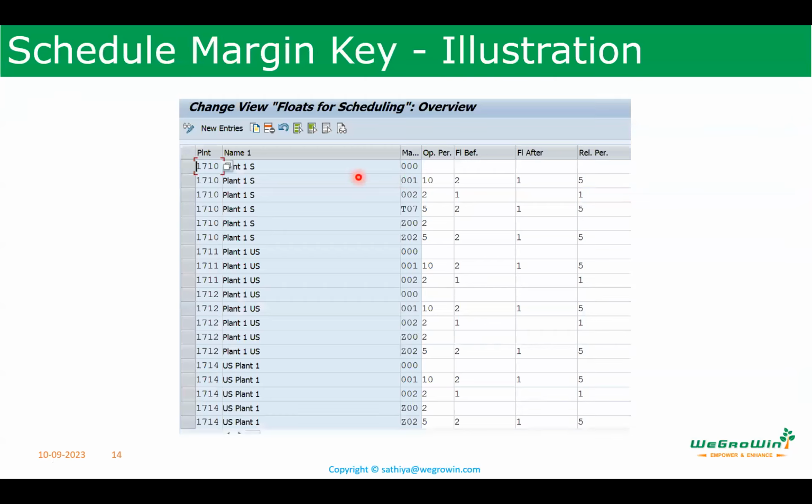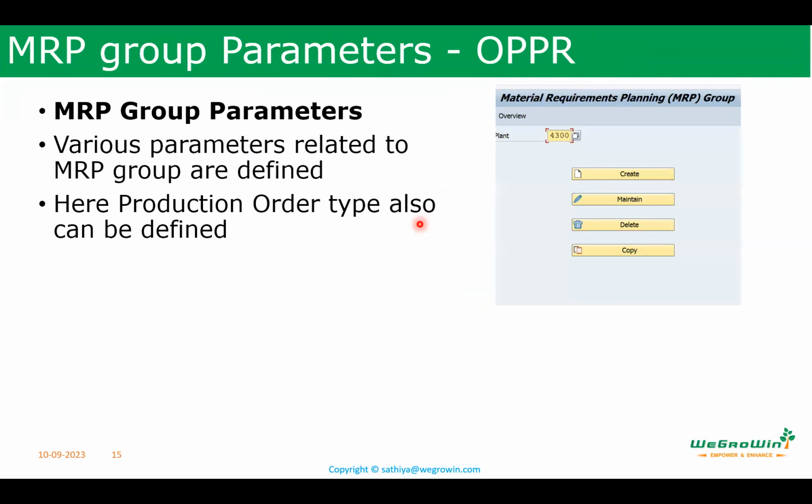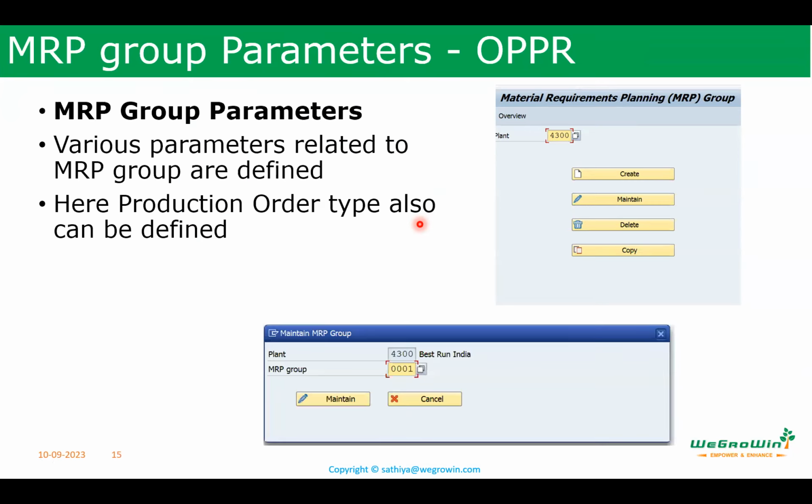So when you save these things, and when you create the material master, like the purchasing group, when you go and select it, the segment appears. Similarly, whatever schedule margin key we decide here will appear there, and you will select it. Then MRP group parameters. There are some options where you can create MRP groups, so these parameters will be grouped and assigned there.